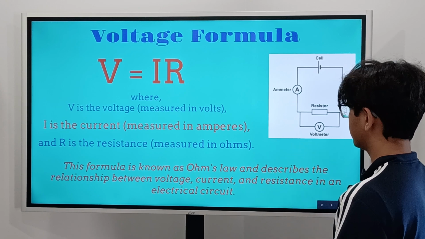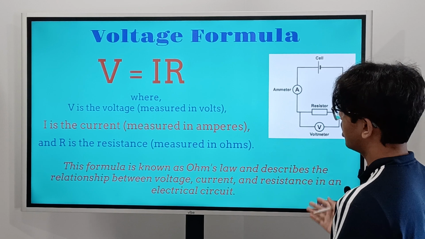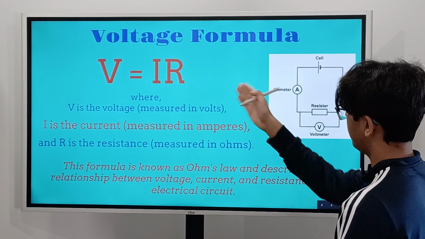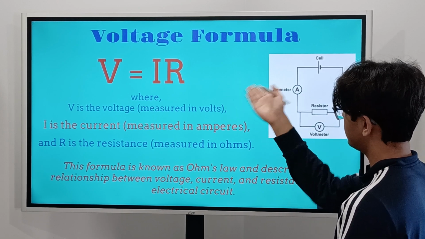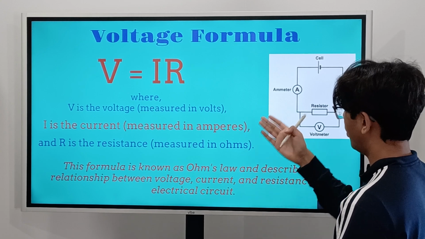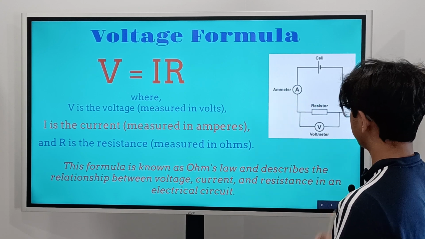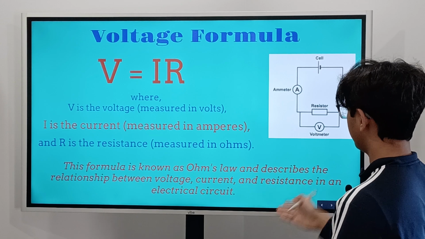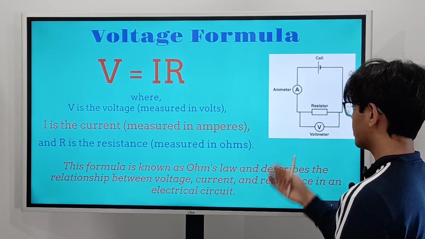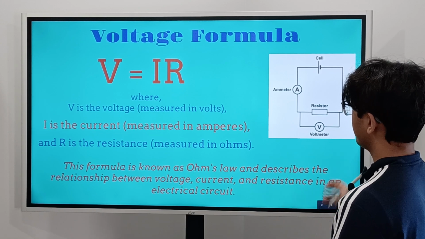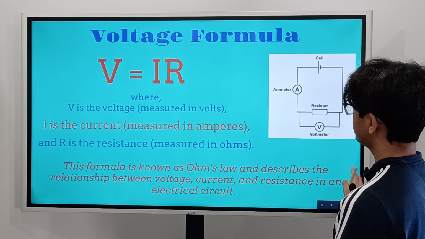So if you remember in our part 1 and part 2 videos, we saw the different ways that all three of these connect. And for voltage, it's just voltage is equal to I times R. These are all connected together inside of an electrical circuit, which is also known as Ohm's law. So this is what the voltage formula is.